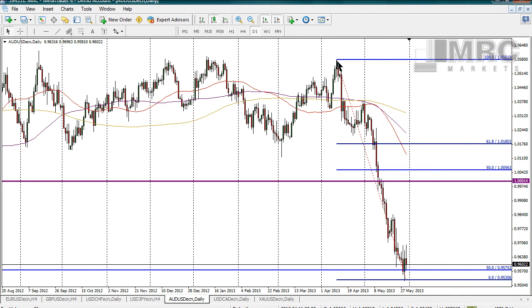The 1.000 handle. Wouldn't be surprised to see it come back there and test it, but that's really all I'm focused on this Aussie dollar chart, in my opinion. Until we get a decent retracement for sell opportunities, then it's nothing massively going on, in my opinion.